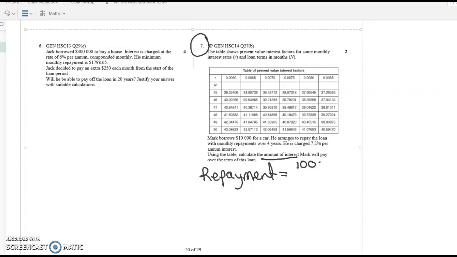That's going to be equal to dividing 10,000 by the value from the table we need. Now, what is that value? Well, it's 7.2% per annum, which if we divide by 12 gives us 0.6%. So it's going to be this first one here. And it's for 4 years every month, so that's 48. So there's our value, 41.59882. So we'll stick that in.